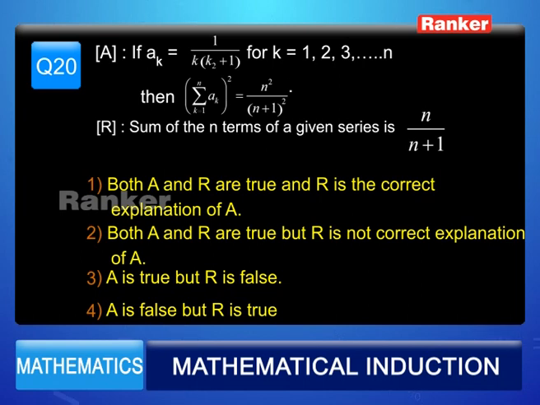Let us think. Then we write A is true, R is true, R is the explanation to A. Suppose A and R are also true, but R is not the formula used in A. Then we write A is true, R is true, but R is not the explanation to A. Sometimes only A is true, then we write A true, R false. Sometimes only R is true, the formula is true, then we write A is false, R is true. So, these are the 4 options given.